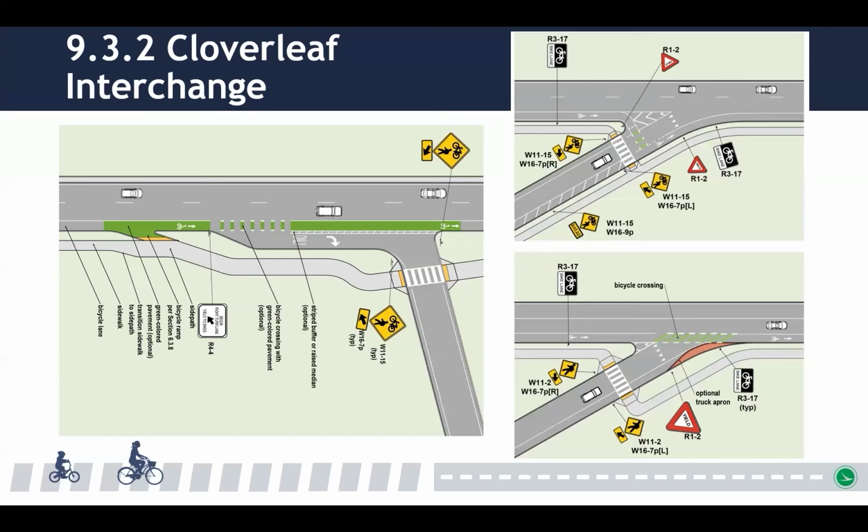A bicycle facility should be provided and clearly marked through the free flow, merging, and diverging areas at the ramp terminal to improve visibility of the bicyclist and reduce exposure to vehicles exiting and entering the roadway.